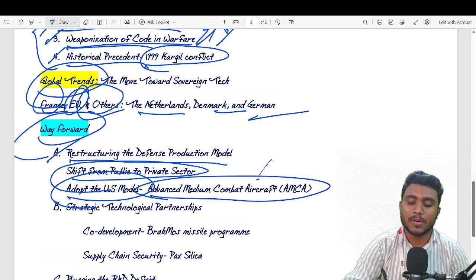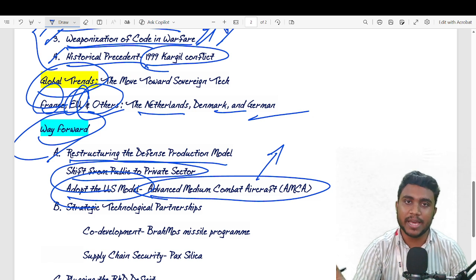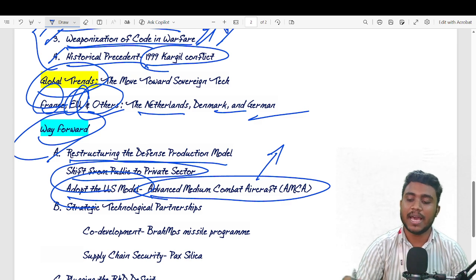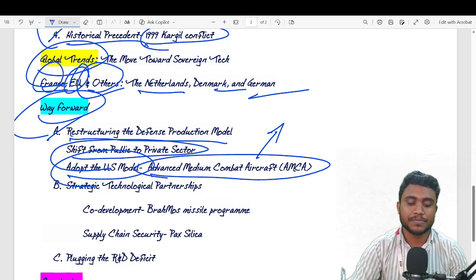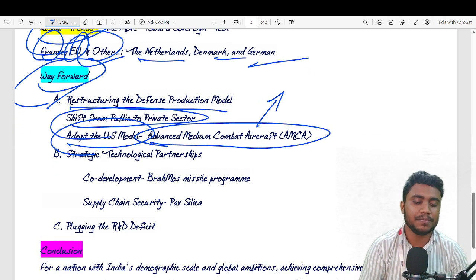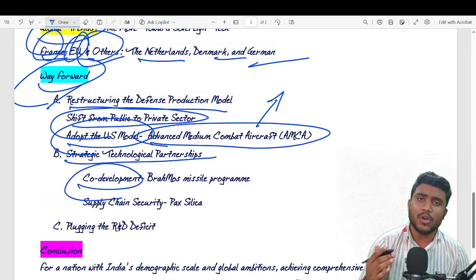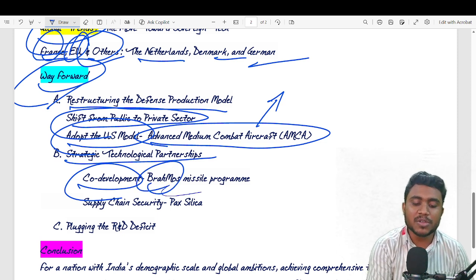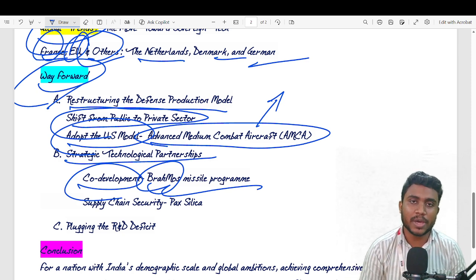So what is the issue with the private sector? The government is the buyer. The government gives research, they produce and use that research, but the government also evaluates it. Then strategic technological partnership, what is it? Co-development, we already worked on it and did it successfully. BrahMos missiles, and recently there is news that the UAE also buys the BrahMos.